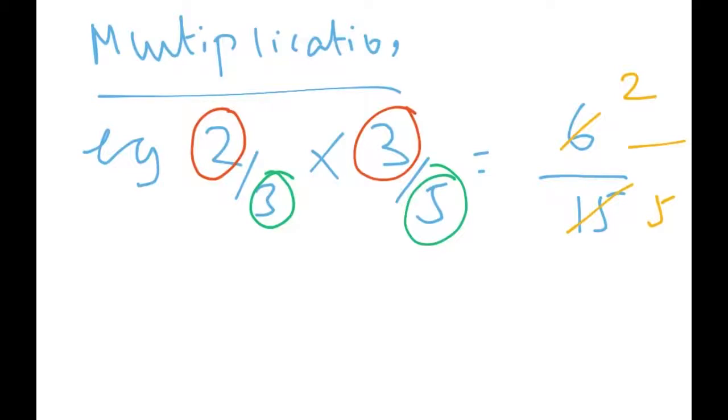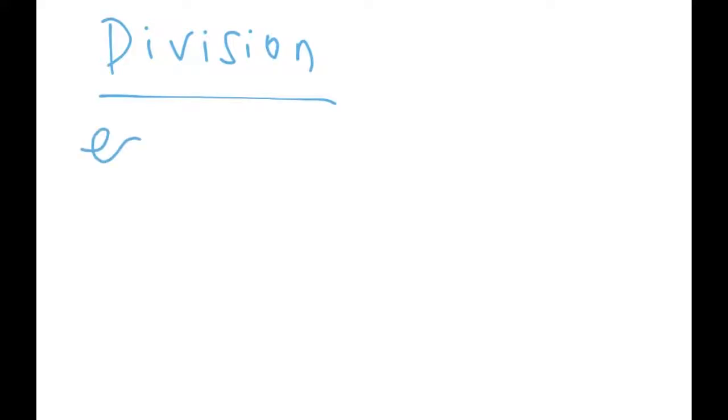Right, okay, let's look at the final one, which is division then. So this is slightly more complicated, but again, it's just a rule. If you know the rule, it's very easy to apply. We'll do this by a question again. So let's say we had, e.g., 2/3 divided by 1 over 4.